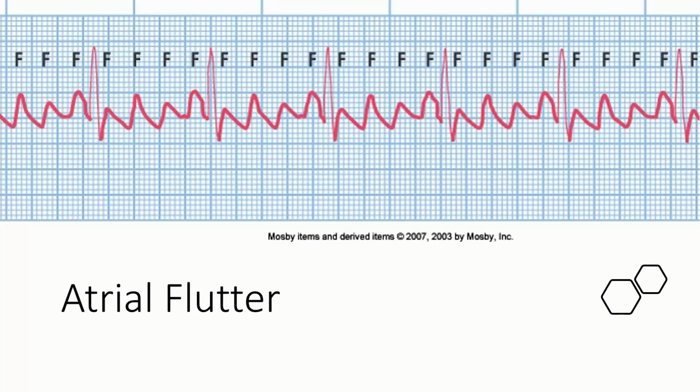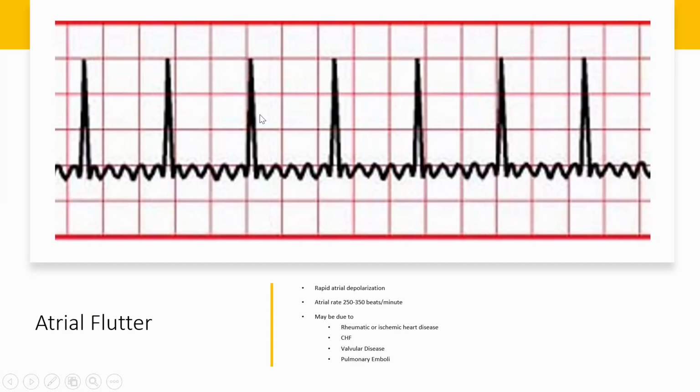Here's another great example of atrial flutter. So again, remember in atrial flutter you don't have normal P's. What you have is these flutter waves. So these right here are flutter waves. Let me go back one, right here. See? In A flutter, you have these flutter waves.